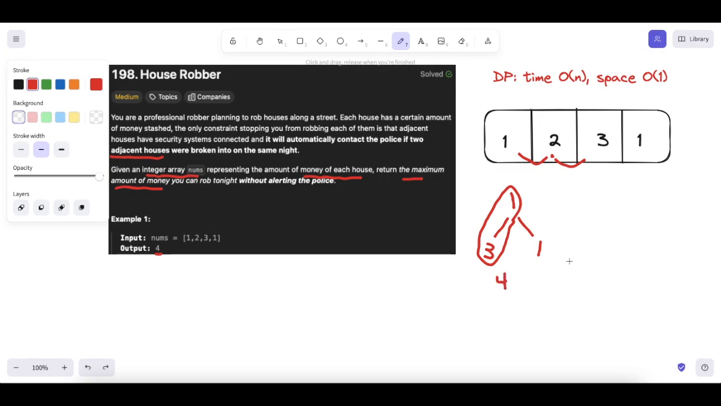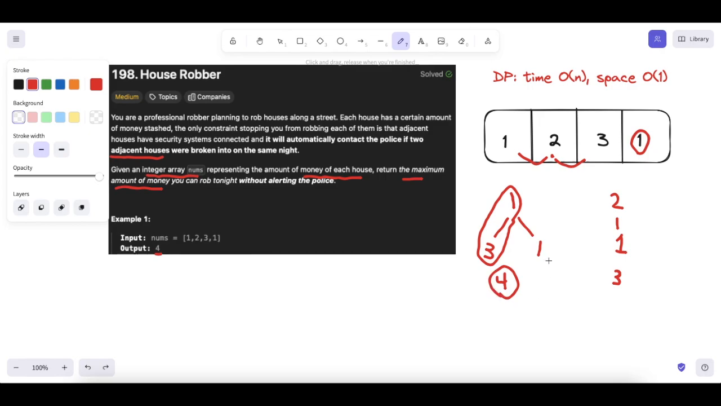However, we also have the second case, where we start off by robbing the house with $2 and skip the first house instead. In that case, we cannot rob the house with $1 nor the house with $3, but we can rob this last house with $1. So we would add this $1 to our decision tree, and we would get a total of 3. So at the end, we would still know that our max would be from this first path of robbing $1 plus $3 to get 4.